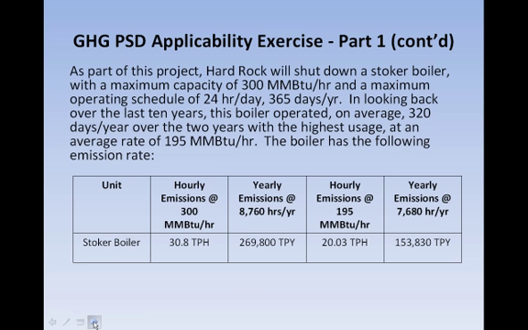Okay, the stoker boiler that is being shut down has a maximum capacity of 300 million BTUs per hour and a maximum operating schedule of 24 hours per day, 365 days per year. So it has no limitation on the amount of hours on a yearly basis. And looking back over the last 10 years, this boiler operated on average 320 days per year over the last 2 years with the highest usage. That would be at an average rate of 195 million BTUs per hour.